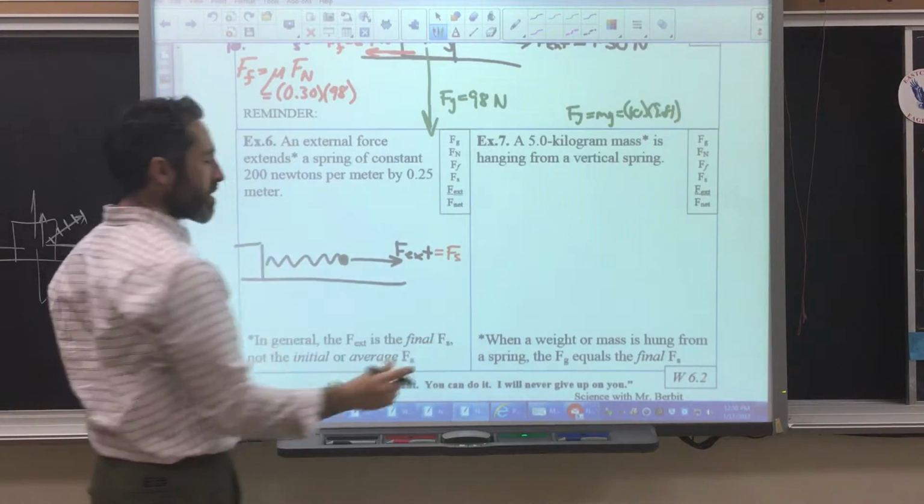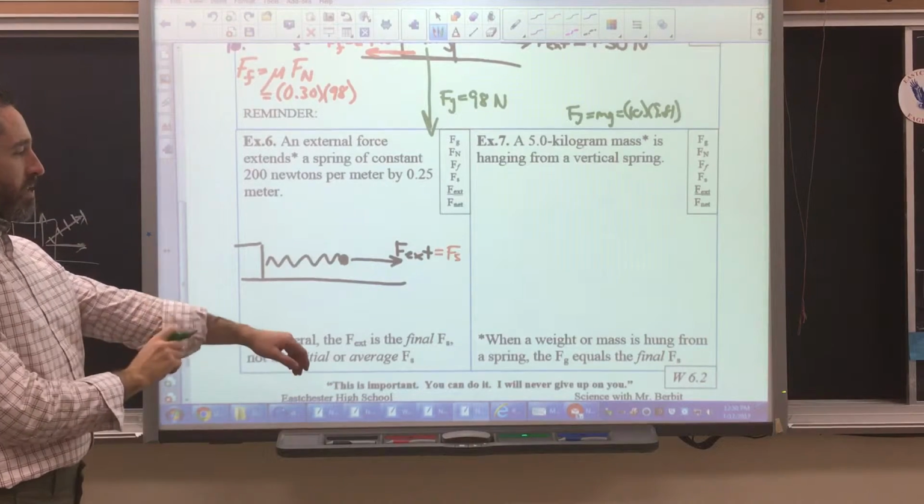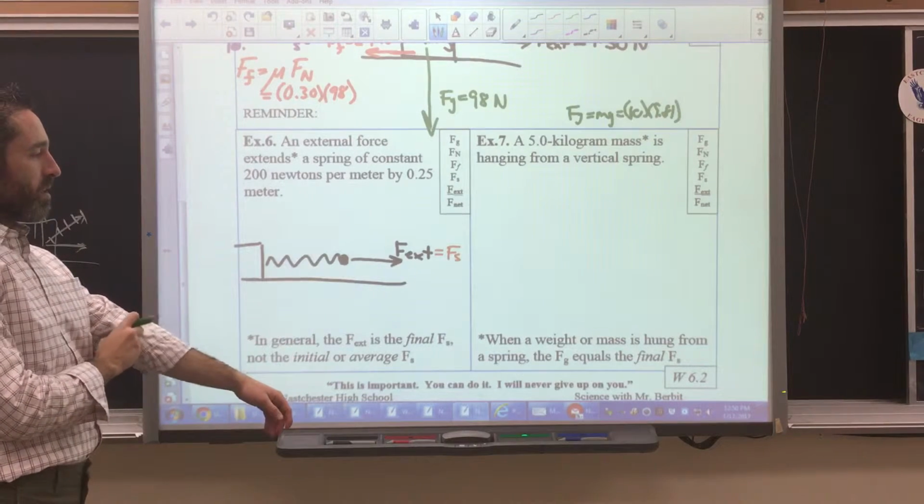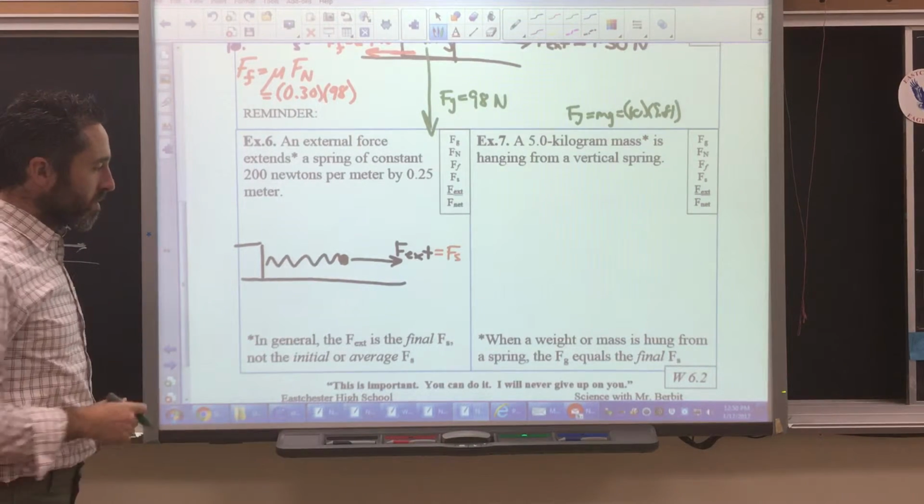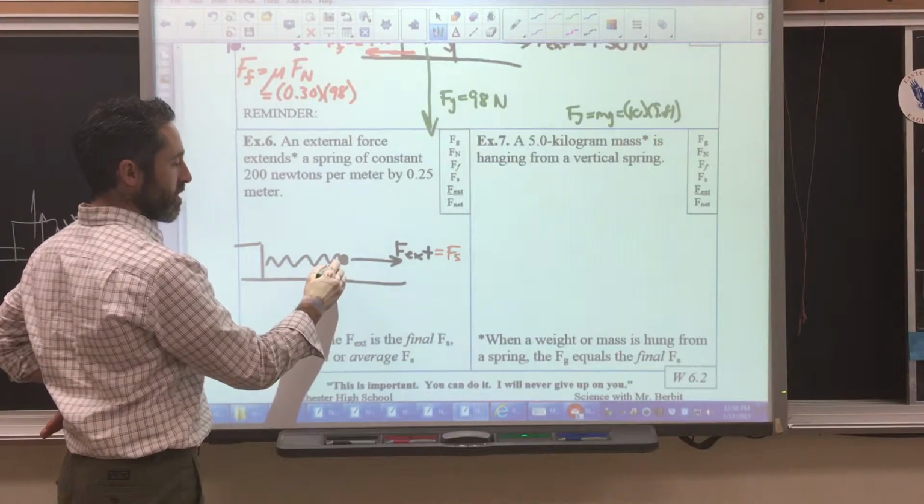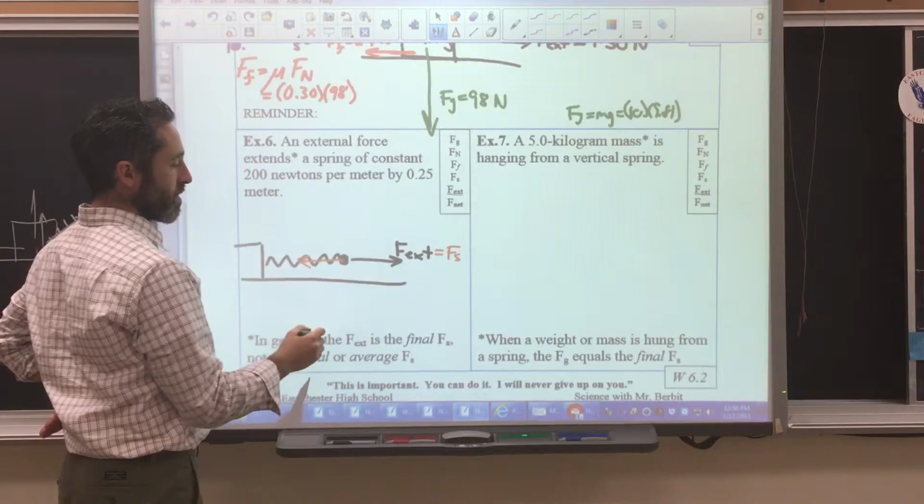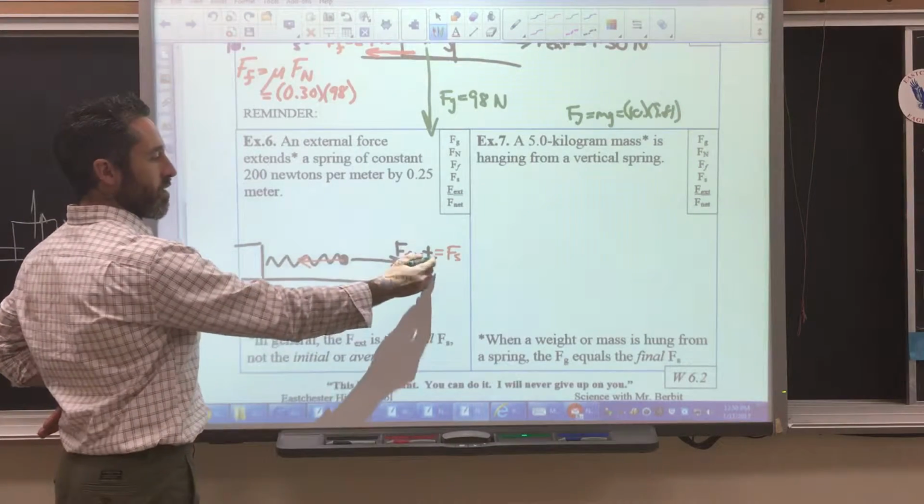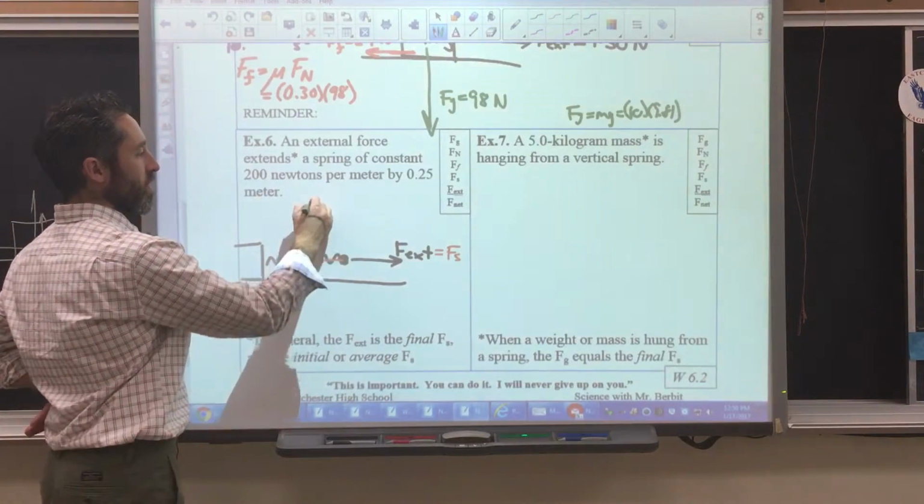Now, this course, the Regents course, is a little funny about it. They define it as a force on the spring. Every other course you'll take, they'll talk about the force of the spring. So really what happens is this pulls the spring, and the spring is pulling back the same amount, but let's not worry about that. That is the force in the spring.